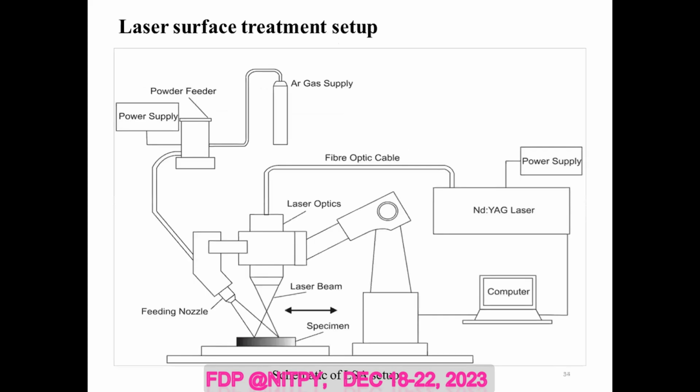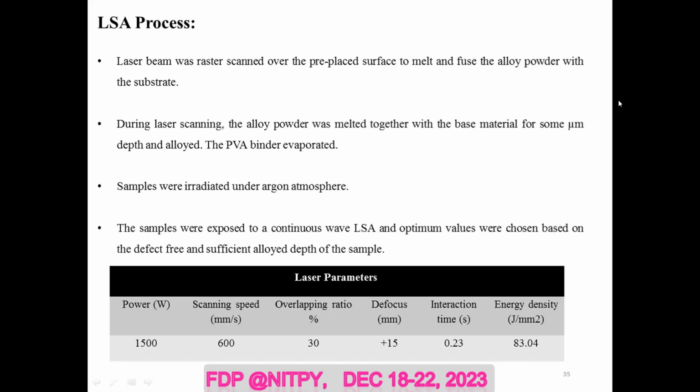And this is the laser surface treatment setup. The robot has 5 axes and one more axis with the rotary table, and the argon supply settings, and the computer is connected with the robot. These are the laser surface treatment facilities which we have here. And the LSA process, the laser surface alloying process.